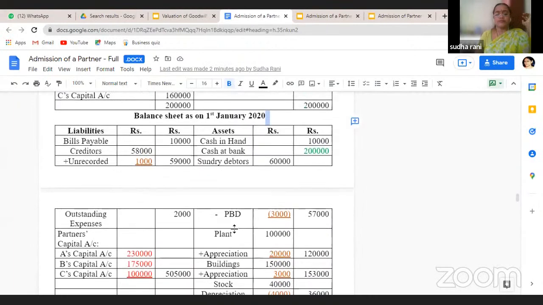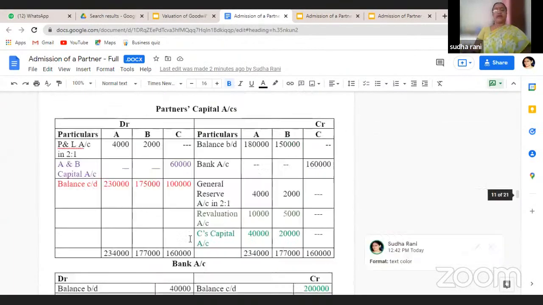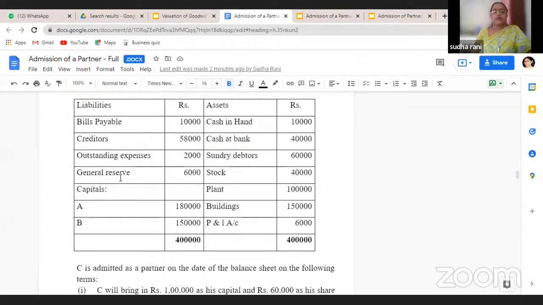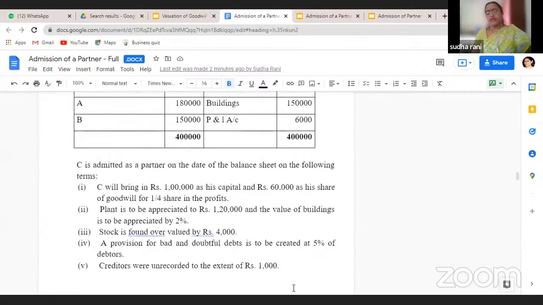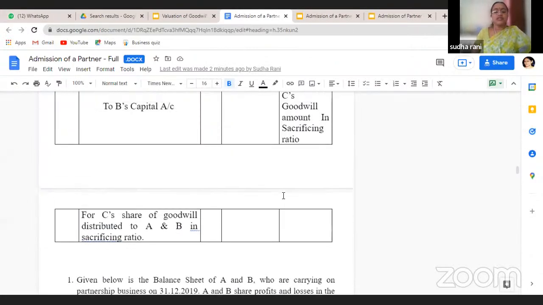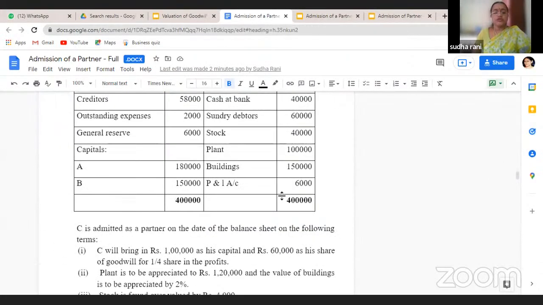Now balance sheet. After preparation, final one is balance sheet. And whatever the values in the question balance sheet are not changed, whichever values not changed, those all have to be taken as it is, and whichever the values in the question balance sheet have been changed, those are to be taken with the changed values.